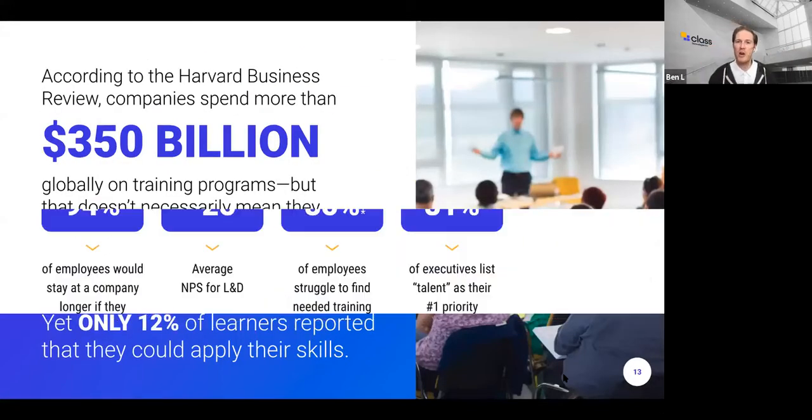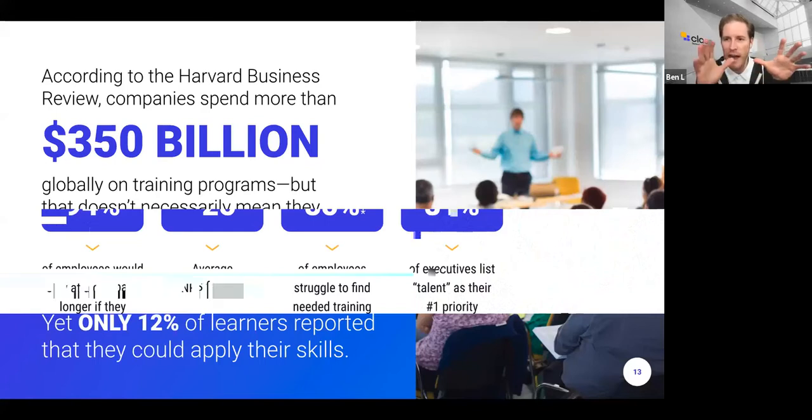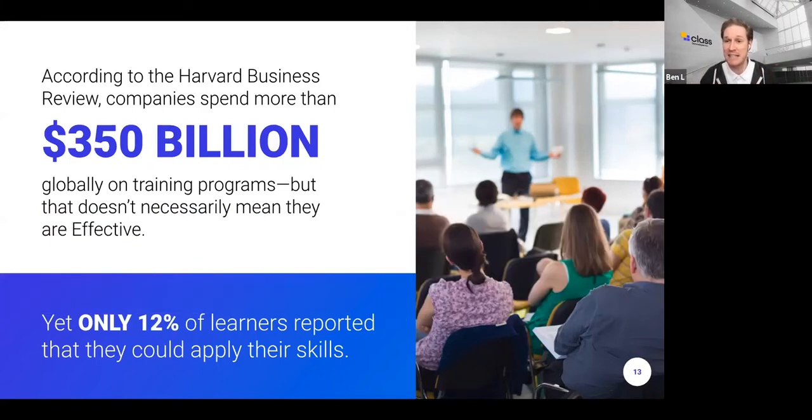According to Harvard Business Review, $350 billion is spent annually, globally, on training programs across all these different units. And out of all of that, only 12% of learners report they have and could apply the needed skills for their job. So what that tells me is we're not delivering training. Learning initiatives are taking place because there's money being spent on it, but the results aren't there. I'm not trying to make an indictment across all of this audience here, but it's clear that it's not fitting the bill.